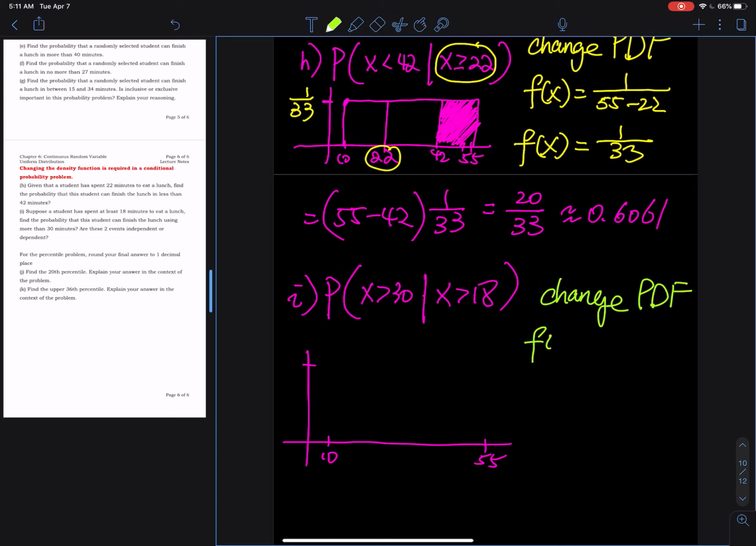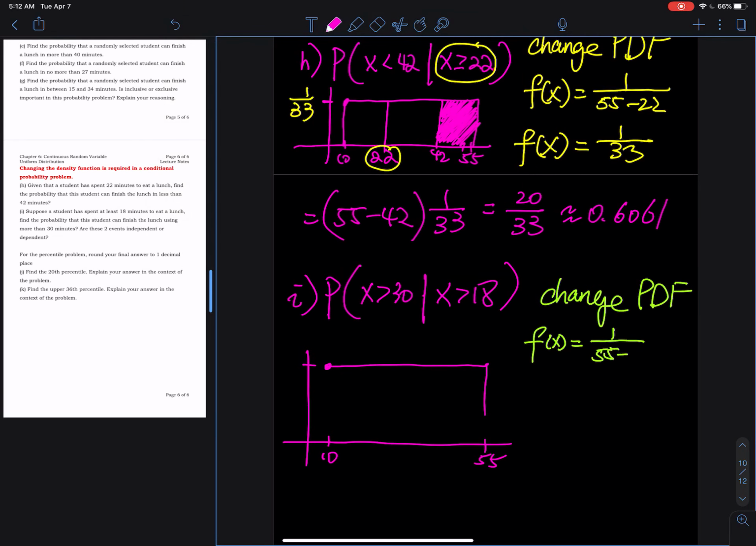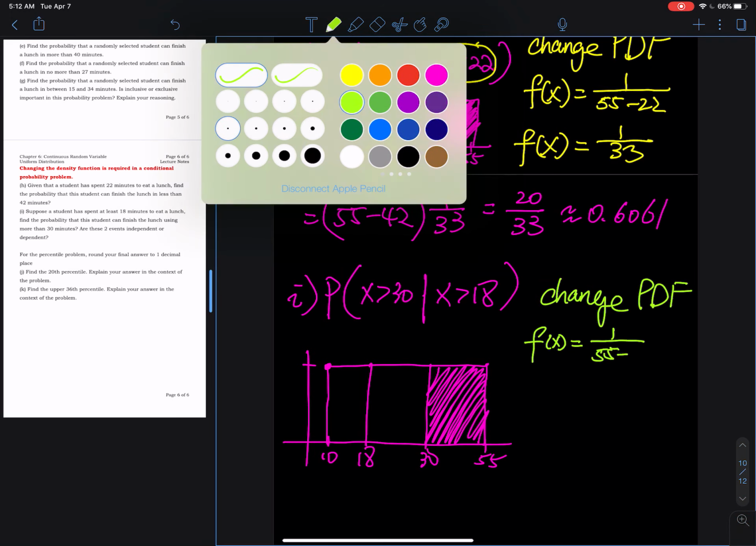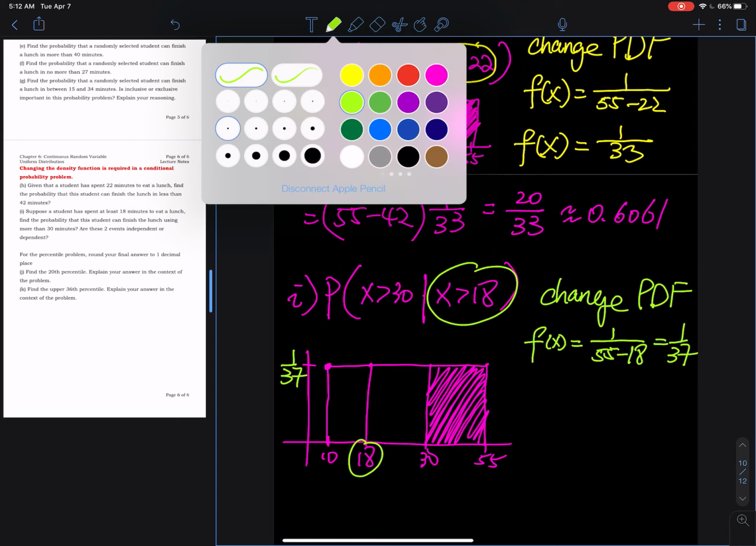So this is f of x equals 1 divided by 55 minus, let's go back to the picture. So from 10 to 55, we got it. And then greater than 18, greater than 30. So this is greater than 30. What do we subtract? We subtract the given, the 18. So this is minus 18. So we have 1 over 37. So that's the PDF. And then now we answer the question.